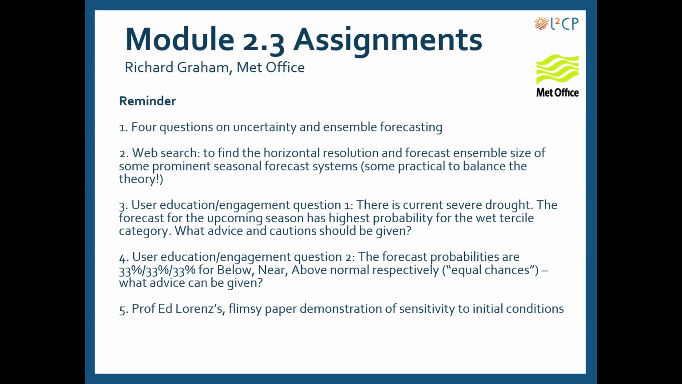So what advice can you give? What cautions should be given? And then the fourth one, again a co-production type scenario. The forecast probabilities are equal for all of the 3 categories, 33, 33, 33%. Equal chances. So what advice can be given there? The fifth one was more of an exploratory thing. This is the experiment with dropping a flimsy piece of paper, which buckles and slides as it falls through the air and is very unpredictable. And looking at that as an example of a complex system and how complex systems can be sensitive to initial conditions.